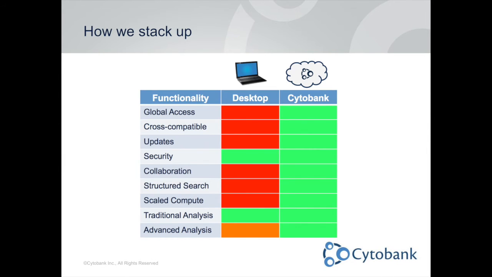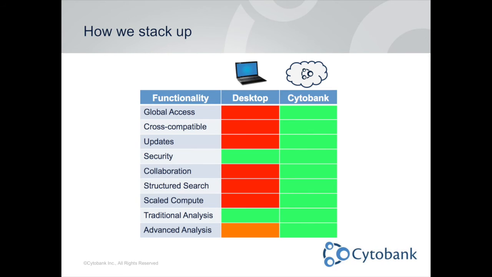So how do we stack up to the competition? Cytobank allows you to access your data from wherever you are, as long as you have access to a browser and an internet connection. Cytobank is cross-compatible across many different platforms, both PC and Mac. The updates are applied automatically. Both desktop software and Cytobank are secure. Cytobank has increased tools for collaboration between users because the data is hosted on our servers. You don't have to worry about moving the files around once you upload them.